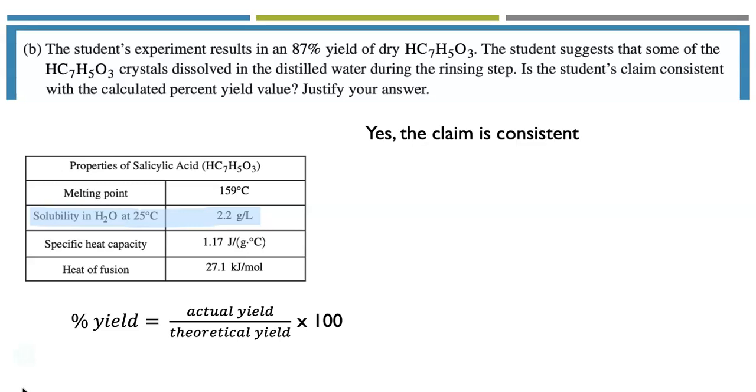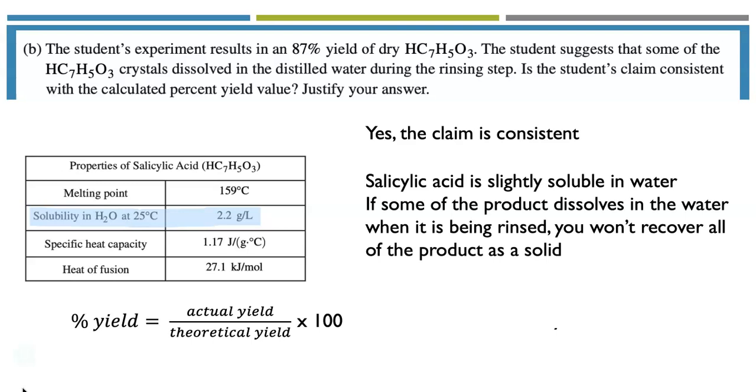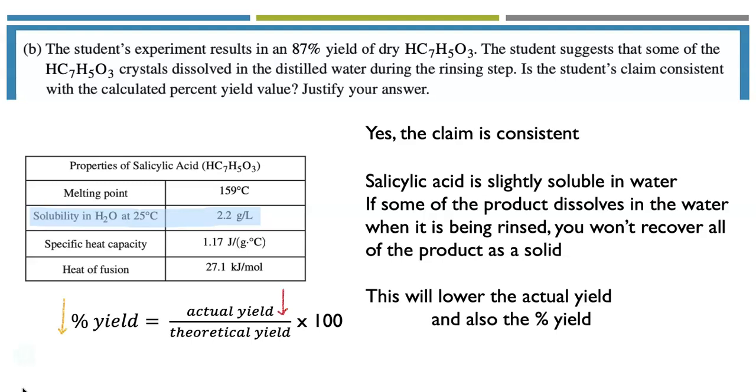And the answer is yes. The student's claim is consistent. Salicylic acid will dissolve in water to some extent. If some of the salicylic acid dissolves in the water of the rinsing step, you're not going to recover all the salicylic acid as a solid. Some of it will still be in the water. And that means our actual yield is going to go down, right? When we go to measure the mass of those dry crystals, it's going to be smaller than what it really should have been. And because the actual yield went down, that means the percent yield is going to go down. And so we can back this claim up.